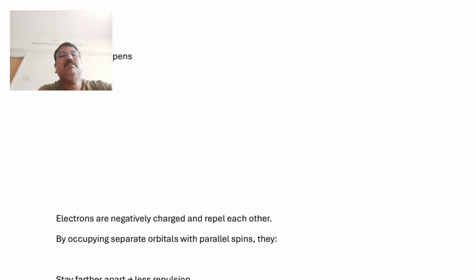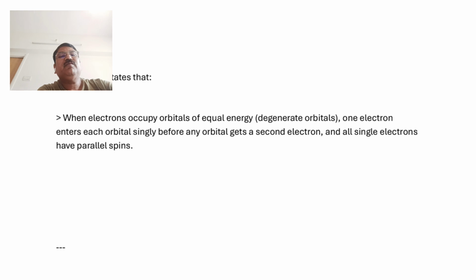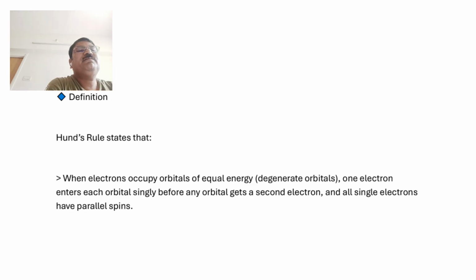So again I will repeat the statement of Hund's rule of maximum multiplicity. We have just seen the example of nitrogen. It has electronic configuration 1s2, 2s2, 2p3. And in px, py and pz, 3 electrons are unpaired with parallel spin. So according to Hund's rule of maximum multiplicity, this rule explains the filling of electrons in various orbitals and suborbitals.